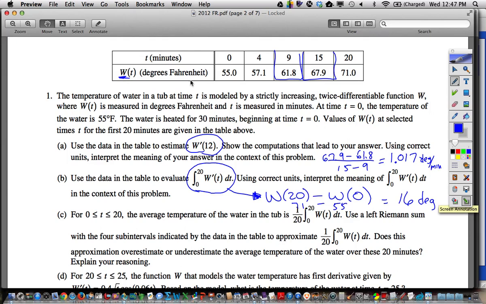It raised 16 degrees. That's the amount of change, like we were just talking about from problem 43, right? The amount of change over that time period. W prime is the rate of change of the water temperature. So this integral would be the amount of change in the temperature over those 20 minutes. And there it is. Okay?